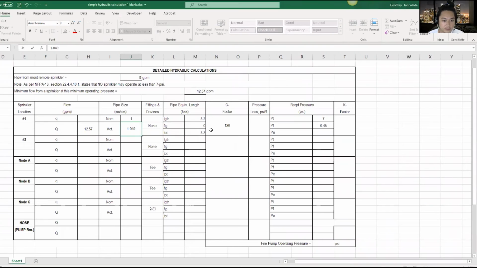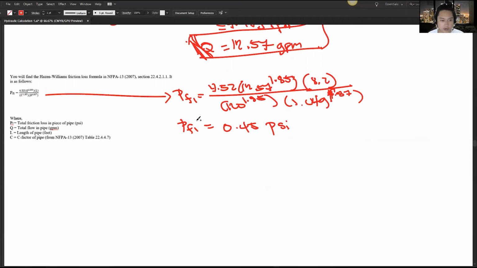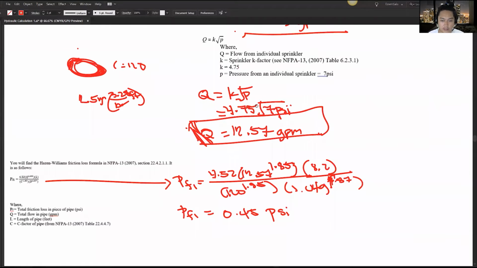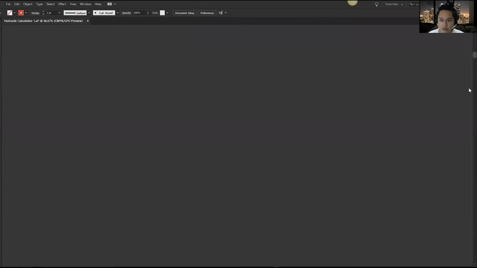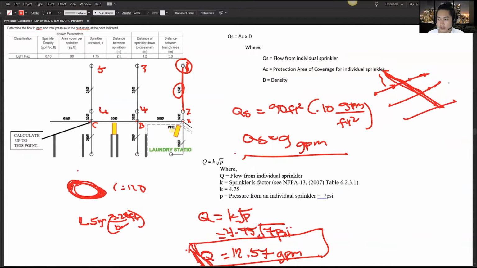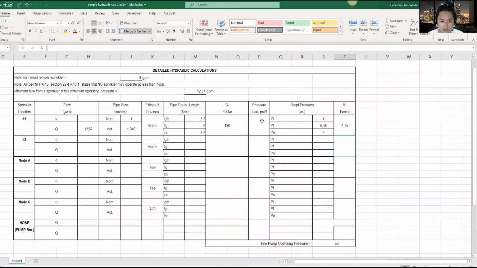Let's fill this out, everything. Now, the elevation is 0. The K factor was, again, that was 4.75, right? Let me double check our problem here. Yeah, it's 4.75. That's the one that I've used. Okay, let's go back one more time to our table. The pressure loss is actually just, this is in psi per feet.